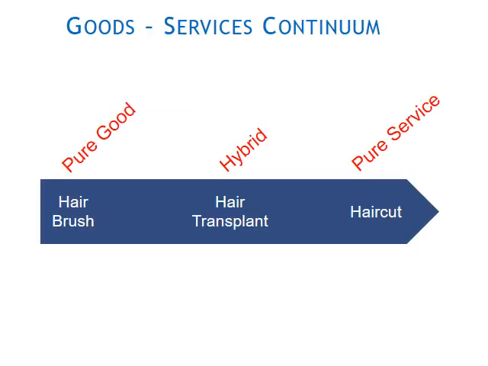So using the overall term of product, a product basically falls on a continuum between a pure good and a pure service, anchoring each end of this continuum. In between, there are hybrids where both a service and a good are being provided. For example, the example used here looks at the inclusion of a hair transplant as being a hybrid. You can also expand on this by using pizza.